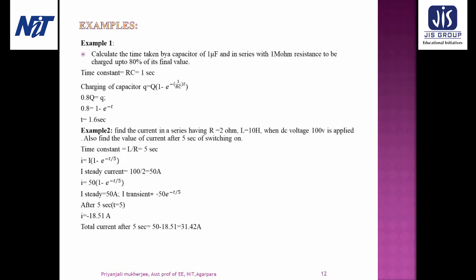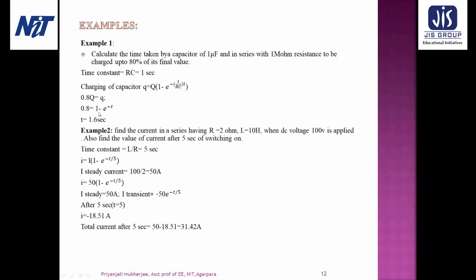Let us take another example. The time for a capacitor of 1 microfarad in series with 1 megaohm resistance to be charged up to 80% of its final value needs to be found. The time constant is given as RC. Multiplying the capacitor value, 1 microfarad, by the resistance, 1 megaohm, gives 1 second. Now, from the equation for charging of a capacitor, q equal to capital Q into 1 minus e to the power minus T by RC, and it is 80% of its final value, so it becomes 0.8 capital Q equal to small q. Or we can compare this equation with this.